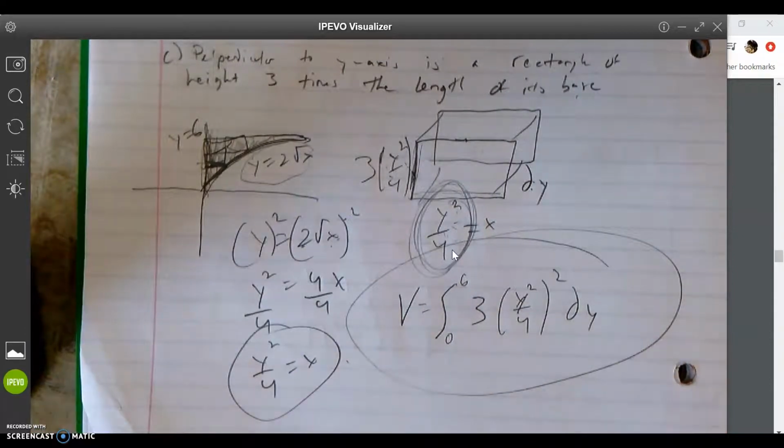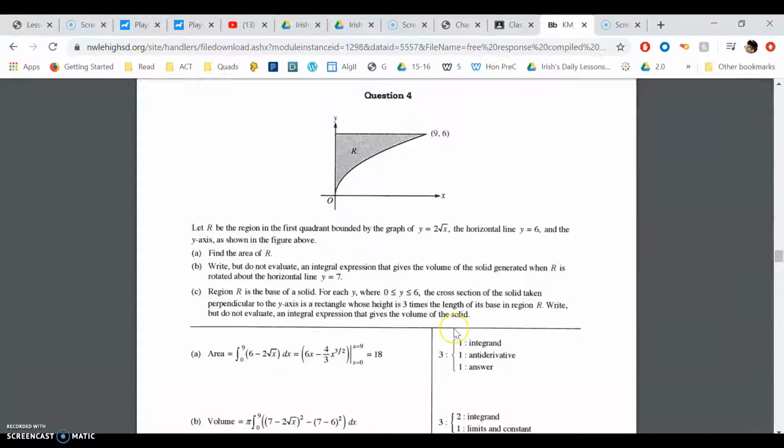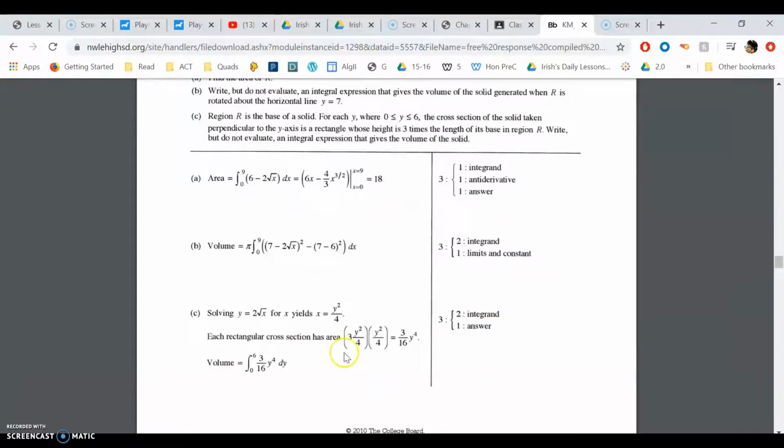And then they simplify a little bit in the answer, like this. They simplify it a little bit, but essentially they have the same thing. If you wrote down what I wrote down, you're cool. So that was 2 points for the integrand and 1 point for the answer. And also for part B was 2 points for the integrand and 1 point for the limits of the constant. The constant is pi, so if you have pi in there, you're good.